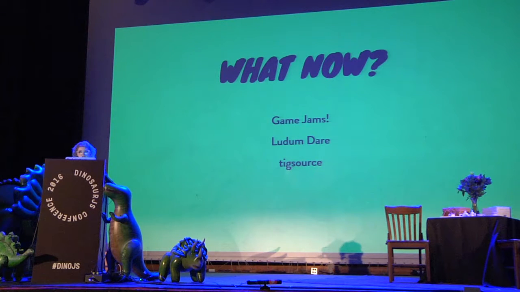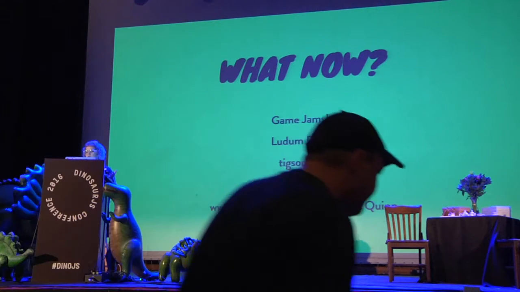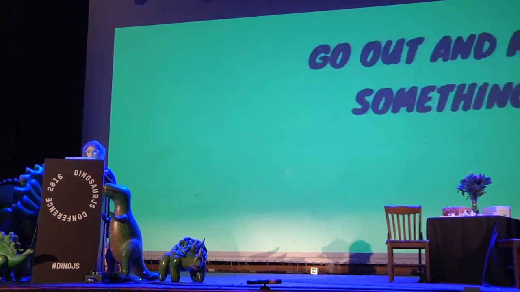There's TIG Source, which is the indie game source to find out what a lot of new developers are doing. There's itch.io, which is where a lot of people host their games, so you can see what fun things people have made. And if you're not sure where you really want to start, there's Sorting Hat, which was made by Zoe Quinn, that it's Twine powered, and it asks you questions to try and direct you to what might be the right solution for you.